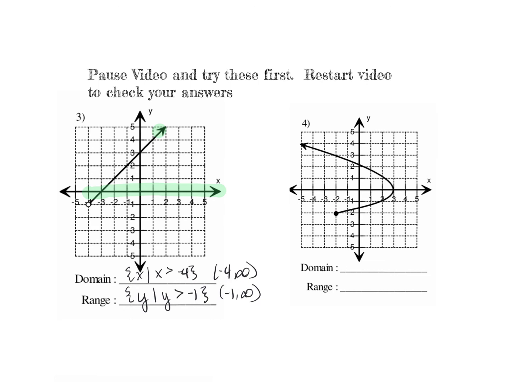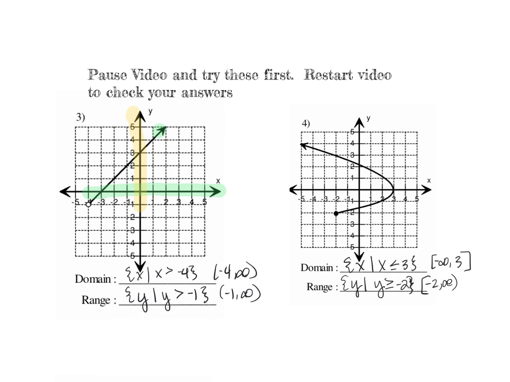The range, it starts down here at -1 and it continues on forever and ever. So my range is going to look like this. Y is greater than -1. Because of the open circle right here, I do not have or equal signs. And also, I do not have brackets over here. I use parentheses. So from least to greatest, it's going to go -4 to infinity for my domain, -1 to +infinity for my range. Try number 4, pause the video, and then I'll reveal my answers.